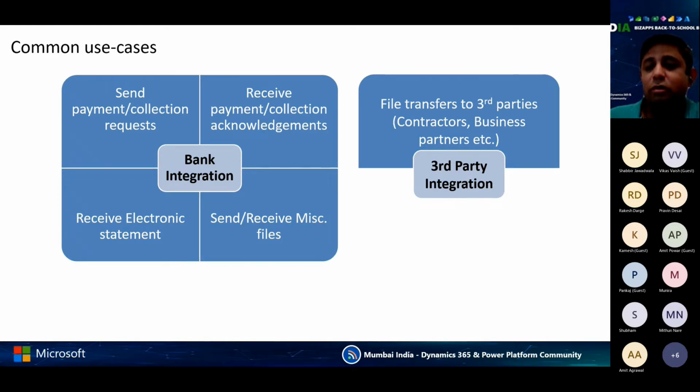So what are the common use cases? We are going to talk about file integration, which mainly involves encryption and decryption of files. In the typical scenarios where we have used file integrations, we need to encrypt or decrypt the data while processing the files and sending them to, or receiving them from, the third party or bank. It could be a bank or a third party.